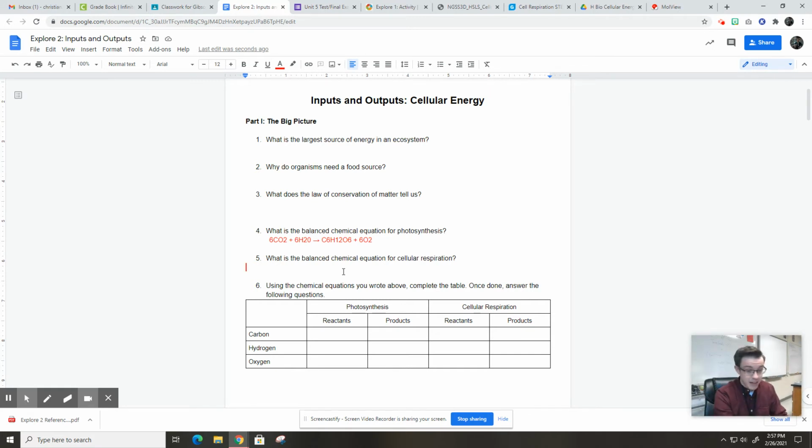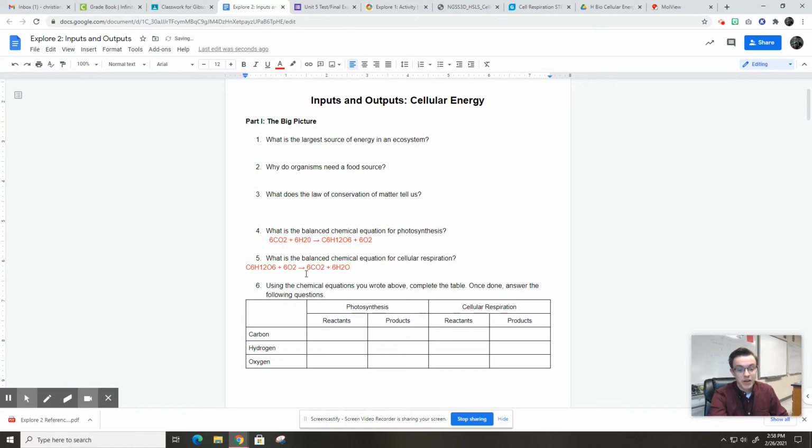So instead of that, we have C6H12O6, okay, glucose, plus 6 molecules of oxygen yields 6 molecules of CO2 plus 6 molecules of water, H2O.